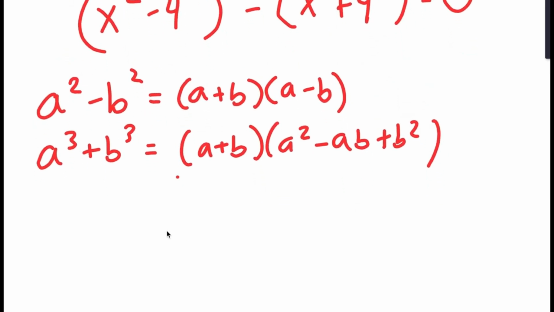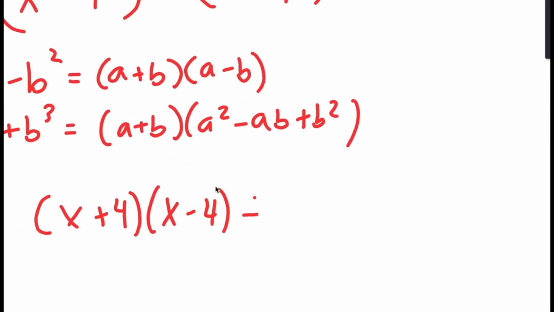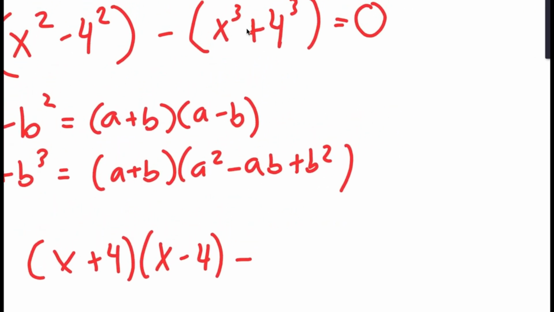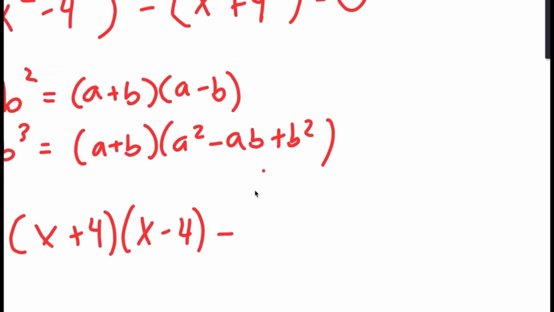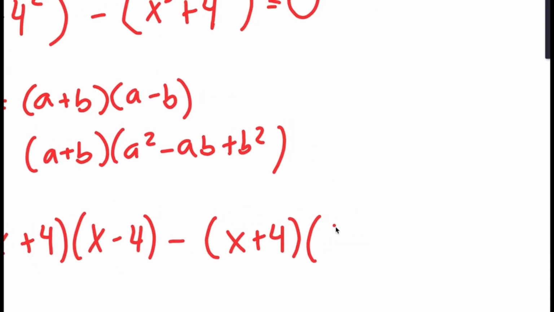So for x squared minus 4 squared, it's going to turn into x plus 4 times x minus 4. I have this minus a to the power 3 plus b to the power 3, or in this case, x to the power 3 plus 4 to the power 3, is going to turn into x plus 4 times x squared minus 4x plus 16.